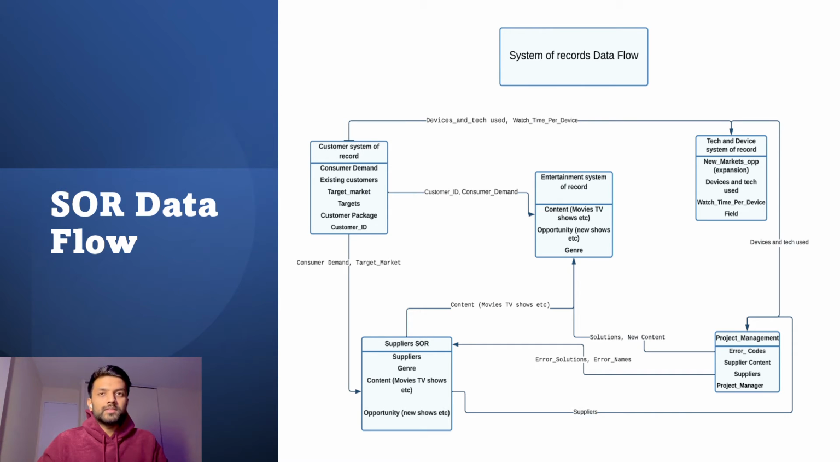So for example, if we consider the customer system of records, the attributes that this particular system of records has have been used by other systems of records like the tech and device system of records. The attributes which this particular system uses are the operating system used by a customer, the device that is being used to access our platform, and the watch time for a particular customer for any particular genre. So these are a few examples of the data that is being used.